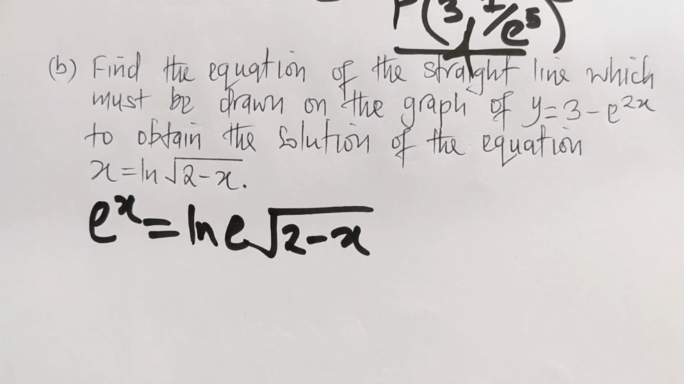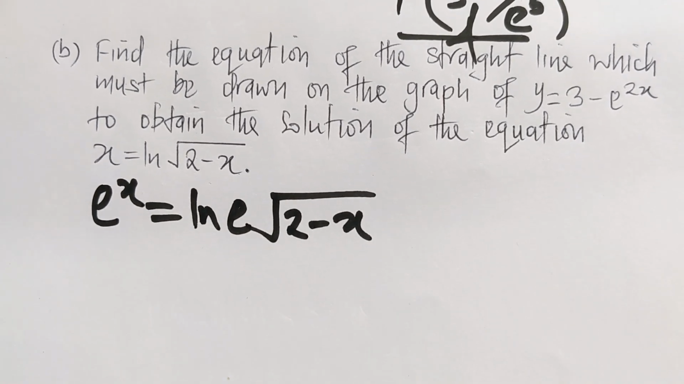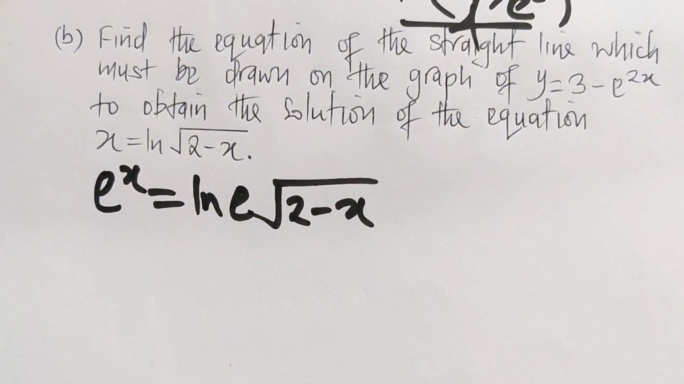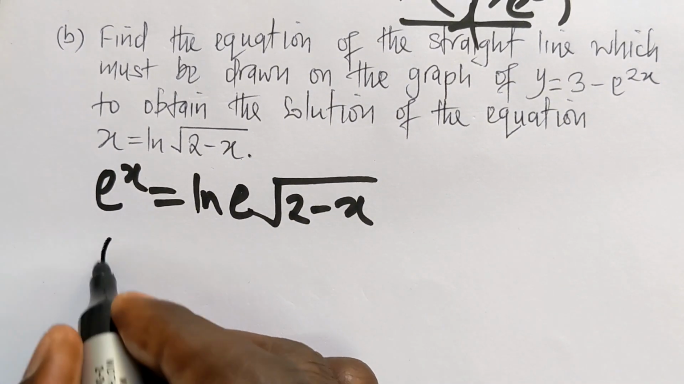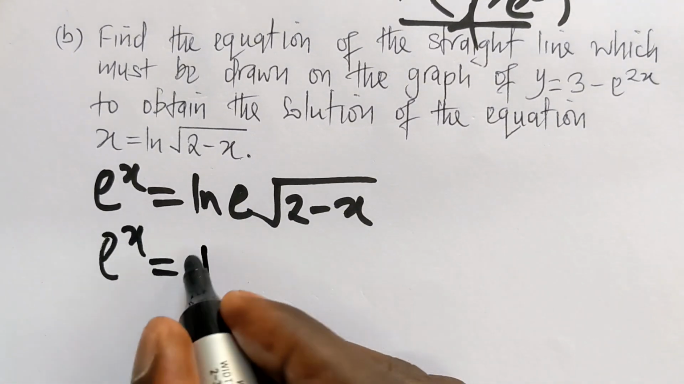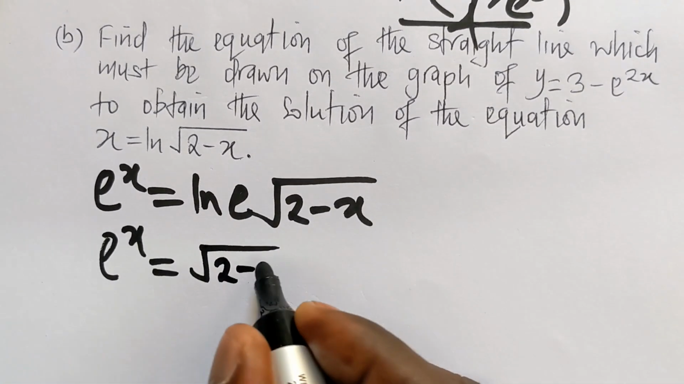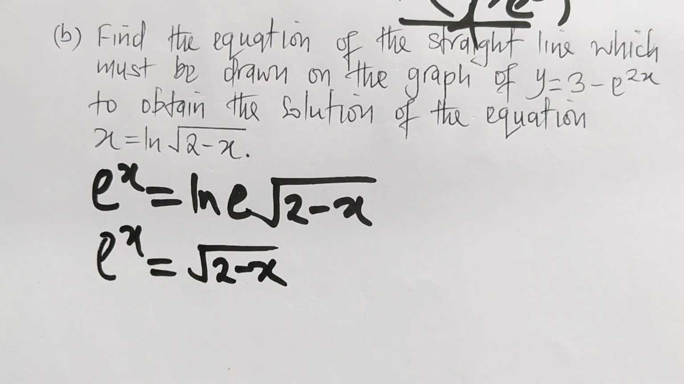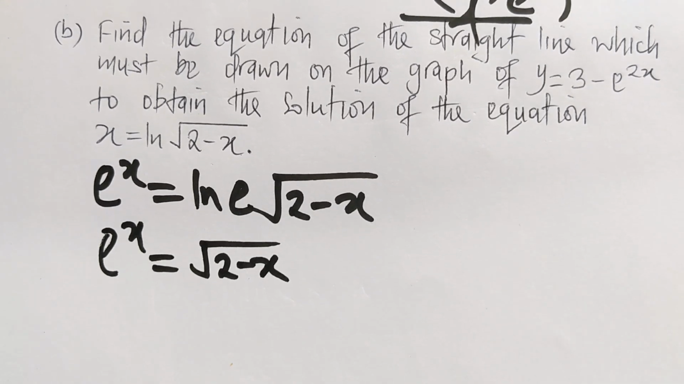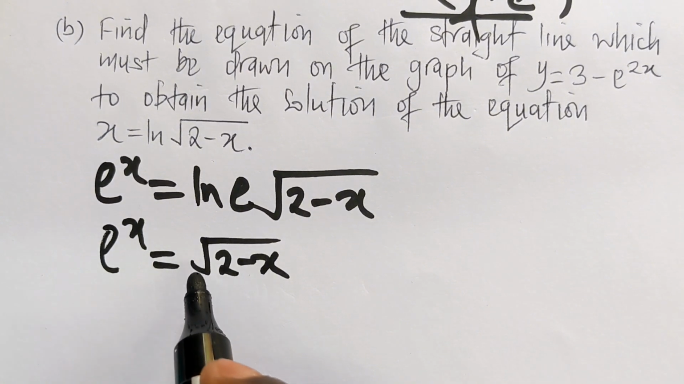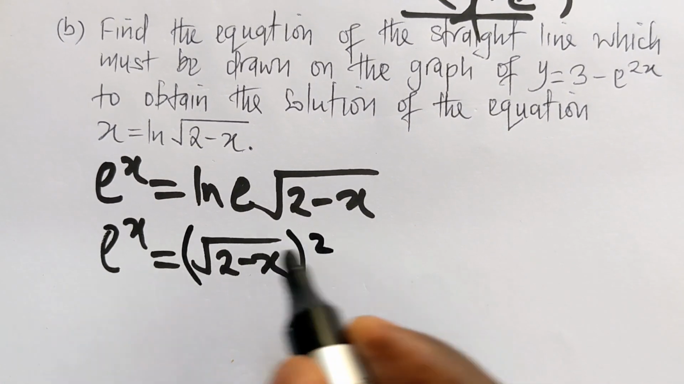Now, ln and the exponential function will multiply to give us 1. So this will give us the following: e to the power x equal to, this gives 1. So on the right side, we are just going to remain with square root of 2 minus x. Then to get rid of the square root on this right side, we introduce square.